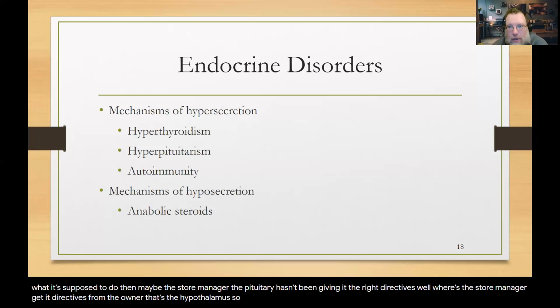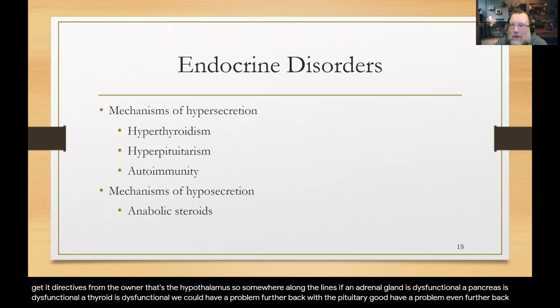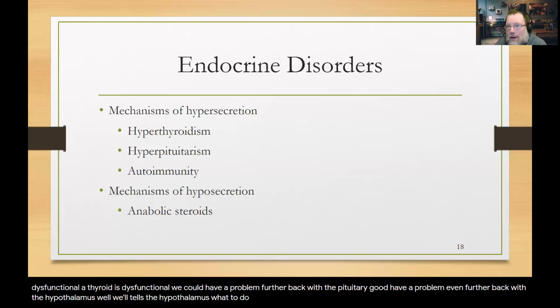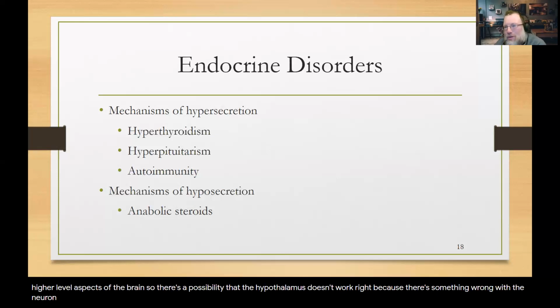So somewhere along the lines, if an adrenal gland is dysfunctional, a pancreas is dysfunctional, a thyroid is dysfunctional, we could have a problem further back with the pituitary. Okay? Could have a problem even further back with the hypothalamus. Well, what tells the hypothalamus what to do? Every owner has an owner, right? Well, that's going to be the cerebrum and other higher level aspects of the brain. So there's a possibility that the hypothalamus doesn't work right because there's something wrong with the neurons and the neurotransmitters of the cerebrum, or of maybe the thalamus, okay, the diencephalon.